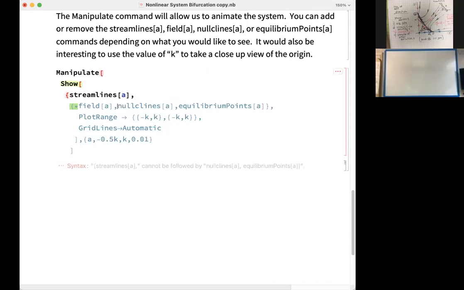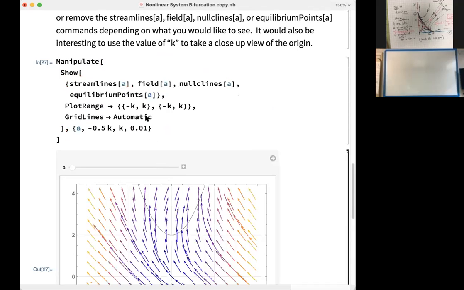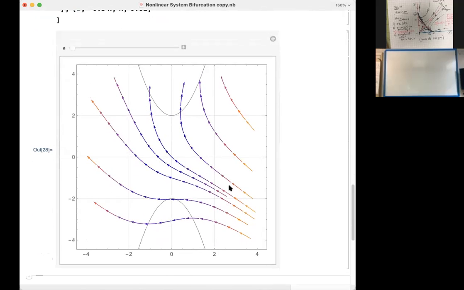Let's take out the commenting. Must have had something out of place. Okay, now it's functioning. Let's just take out field the old-fashioned way. Okay, that's better. Now I've got my parabolas and my streamlines.